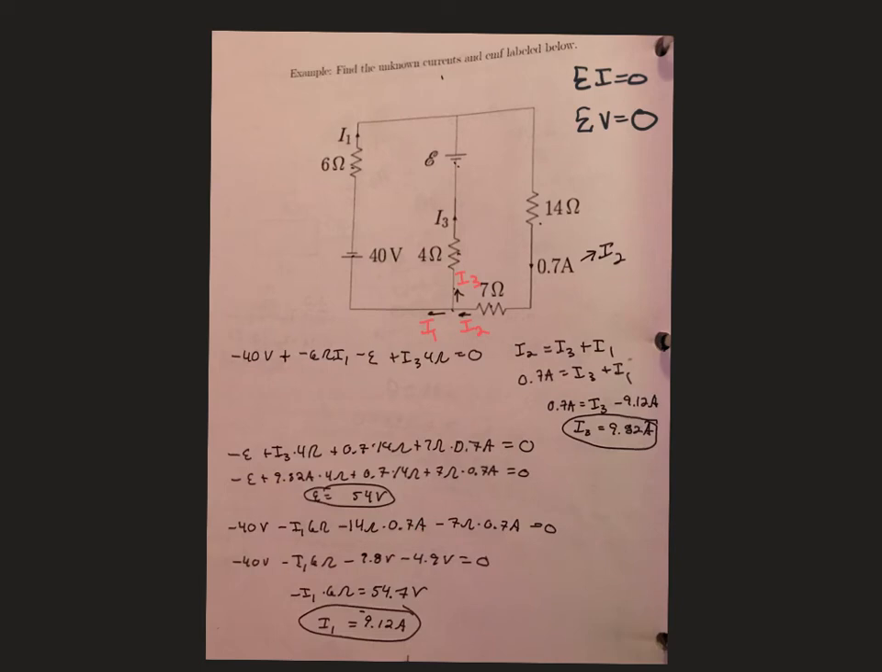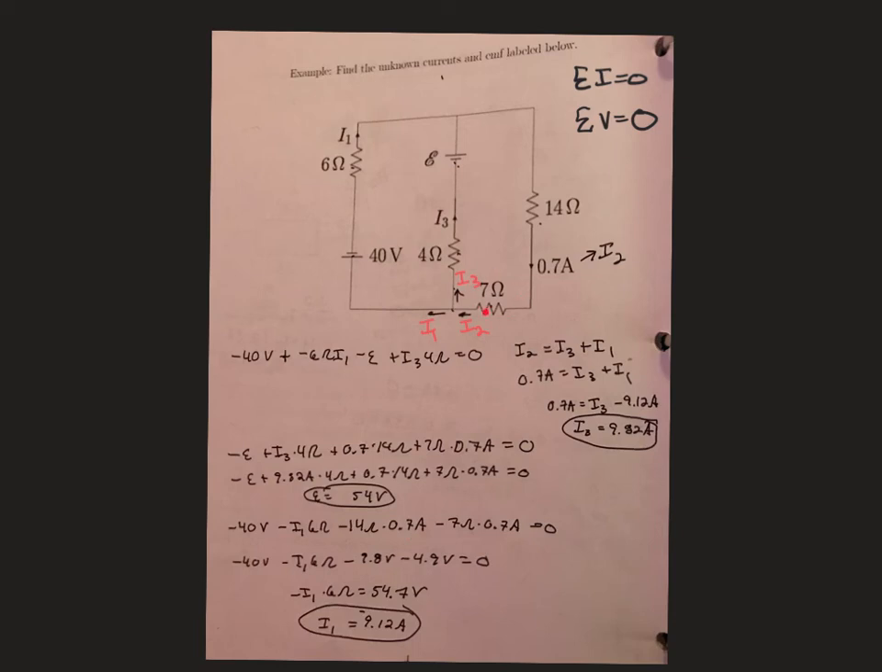Alright, so we started with the 40 volts again. So we went positive to negative, so this would be negative 40. And we're going with the current across the resistor, so this is I1 territory, so negative I1 times 6 ohms. And then we're going to go around the 14. So now since we passed through the junction, we are in I2 territory, and we're going with the current, so this is going to be a negative 14 times 0.7 amps.